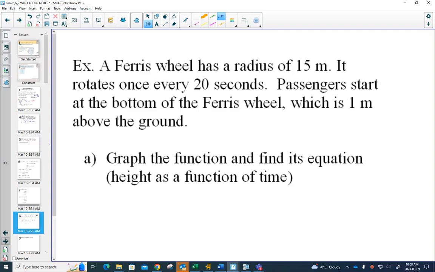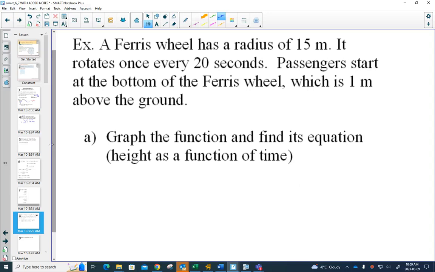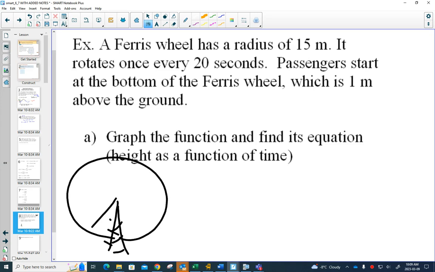So here we have a question with a Ferris wheel. It has a radius of 15 meters and rotates once every 20 seconds. So I'm going to draw a little picture of a Ferris wheel. For those of you that don't know what a Ferris wheel is, it is a ride that goes around in a circle.